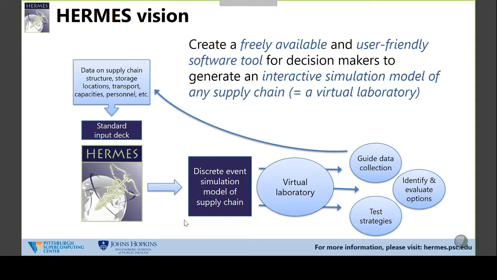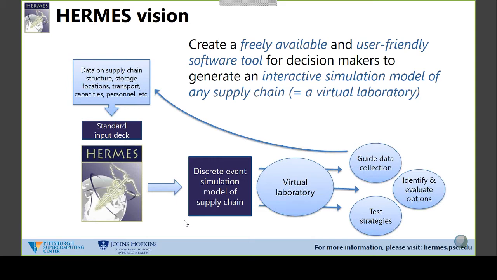So supply chains are a critical component of this, especially in lower and middle income countries where there's not a lot of infrastructure. And so we've developed a simulation model that takes a number of different data items, such as the structure of the supply chain, storage locations, transport, and personnel, and it feeds into HERMES and creates a very dynamic simulation model. In many cases, a lot of people use static spreadsheet models to do this work. This is a fully dynamic model. It's sort of like a SimCity for vaccine supply or health product supply chains, which again allows us to have a virtual laboratory to guide data collection, identify and evaluate options, and test strategies.